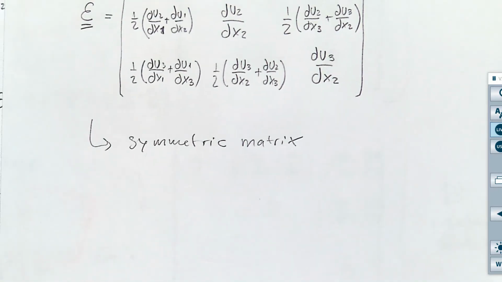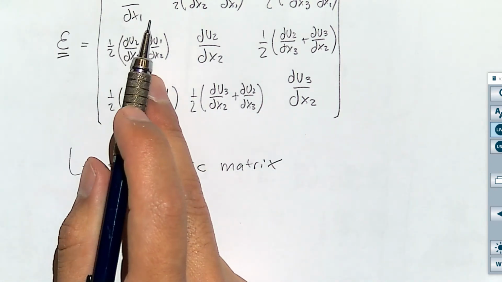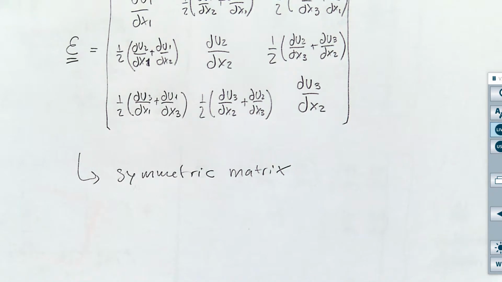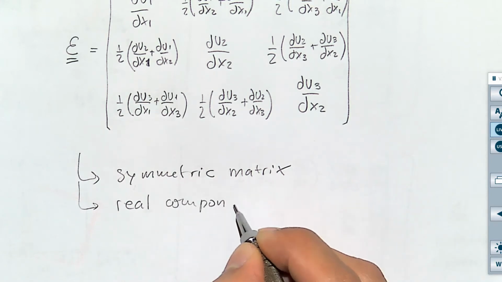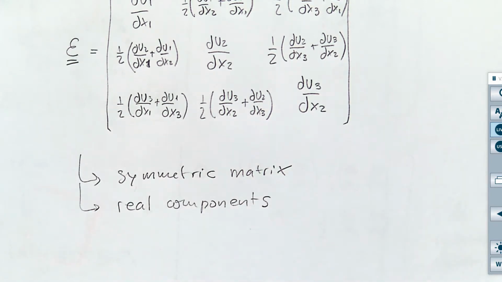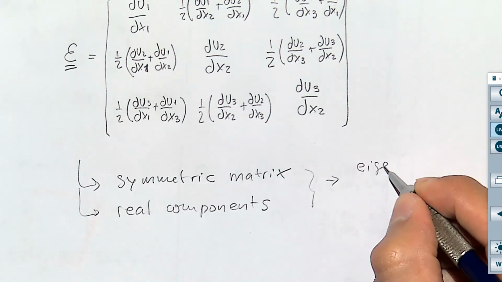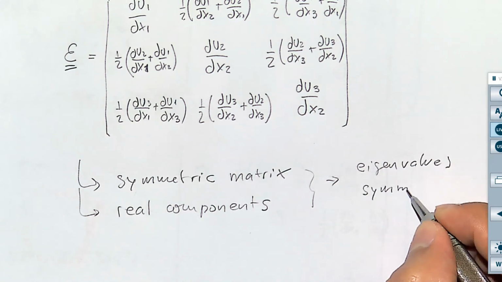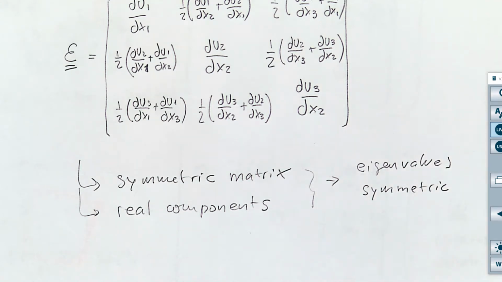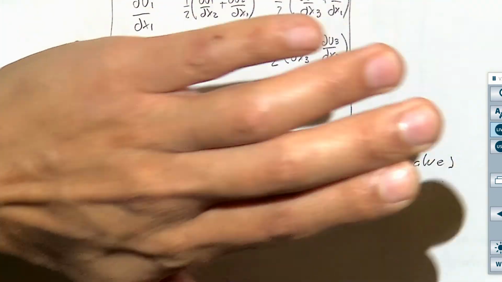It's a symmetric matrix, and these are strains. All of these numbers are derivatives of a real number with respect to a real number, so it's going to have all real components. If it's symmetric and it has real components, that's going to result in all eigenvalues being real numbers.